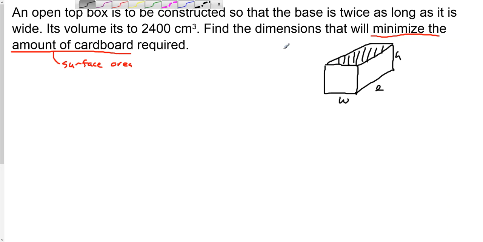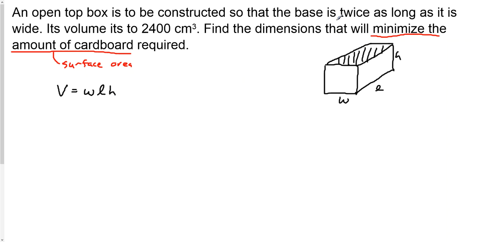So I've drawn a little picture of our box over here. I've labeled some variables here: width, length, and height. Those are going to be the dimensions of our box, and I've tried to indicate that it's not going to have a top on it. They tell us that the volume is 2,400 centimeters. So let's come up with an expression here for the volume of this box. It's going to be width times length times height, because it's a rectangular prism.